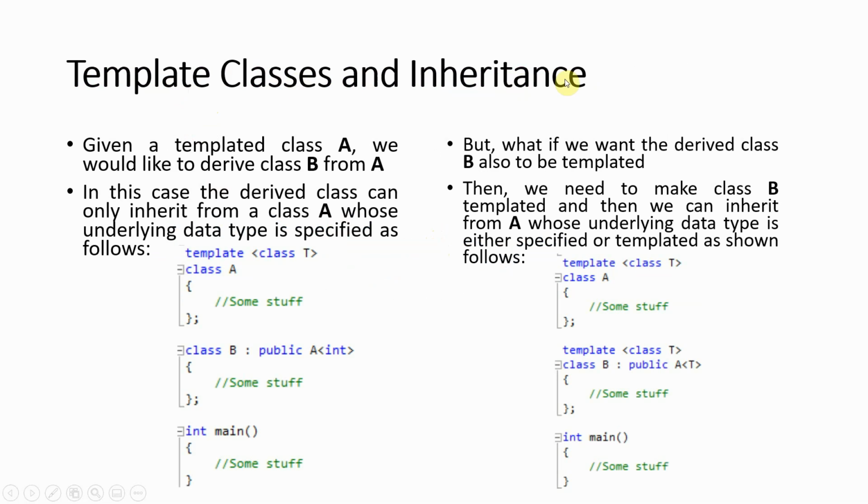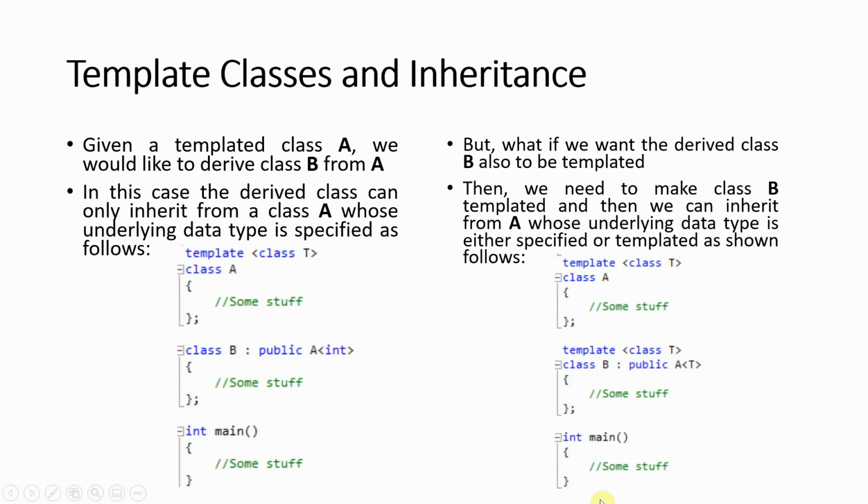Regarding template classes and inheritance, I have two examples here. Look at this one. Class A is a template class. Class B is inherited in public mode from class A, but in the version of A where T is integer. So class B itself is not a template class. There's nothing unknown about it; we know that T is going to be integer.